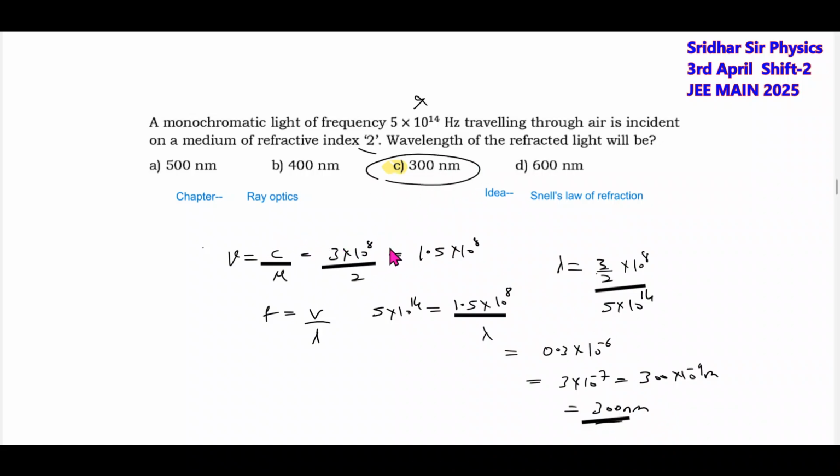Just a basic definition. Speed of light in any medium equals speed of light in free space divided by the refractive index. I think this you must know. And for any wave, F equal to V by lambda. Frequency equals speed of the wave in that medium divided by wavelength of the light in that medium.